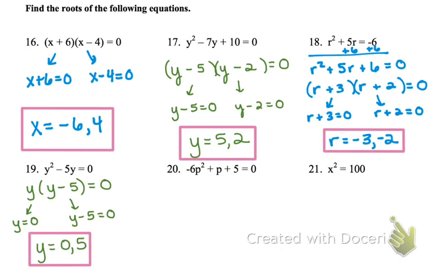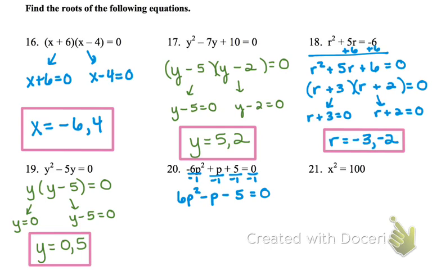Number 20 has a leading coefficient other than 1, so we are going to have to use the box method. But first, I like to have the p squared term positive. It just makes it easier. So I'm going to divide everything by negative 1. I do not have to pull it to the outside like a GCF because it's an equation. As long as I do it to everything, it has the same equality. So I can divide everything by negative 1.